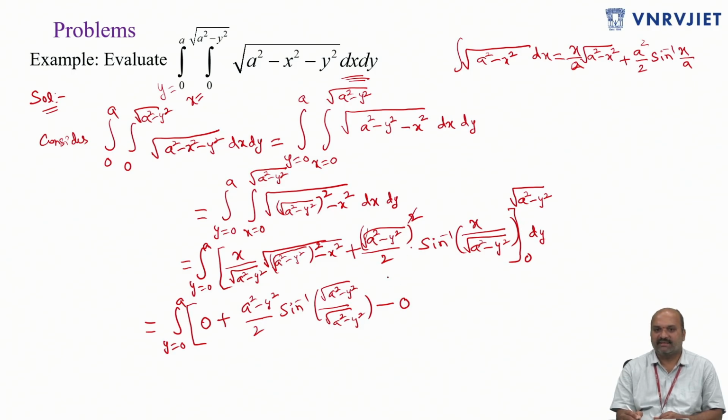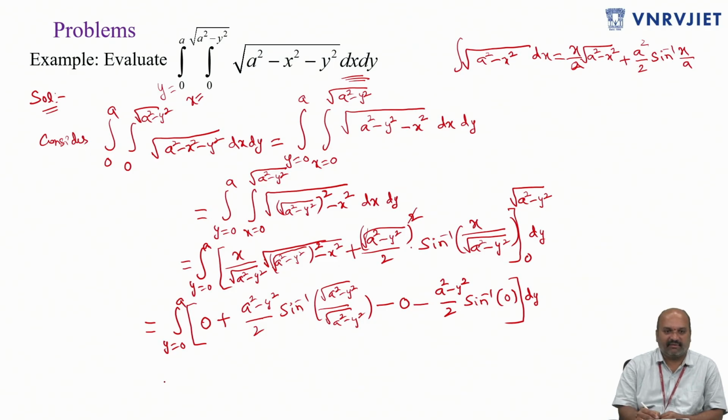Okay, next, minus the substitution of the lower limit. So again, minus into this plus minus. This is a square minus y square divided by 2, sine inverse of x equals 0. 0 by something? 0. Into dy. This is equal to, now, integral y varies from 0 to a. Let's simplify this.